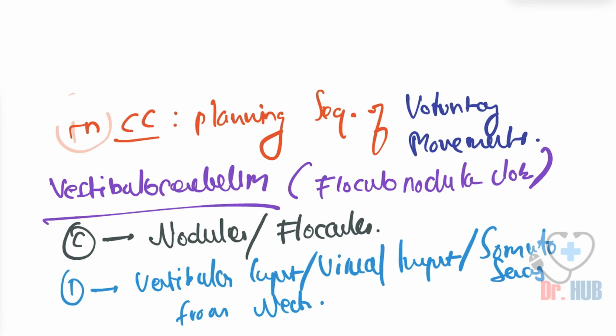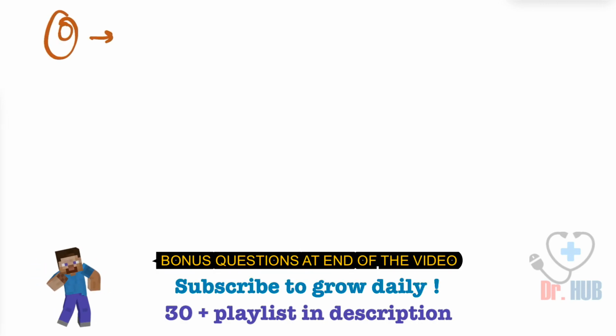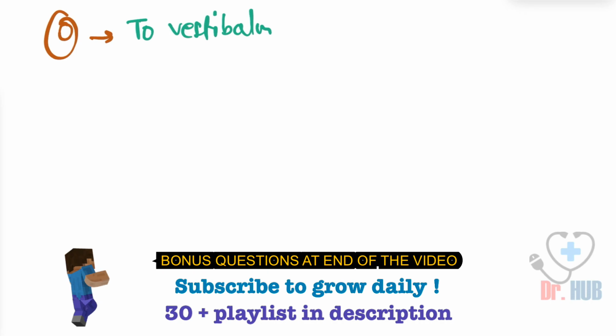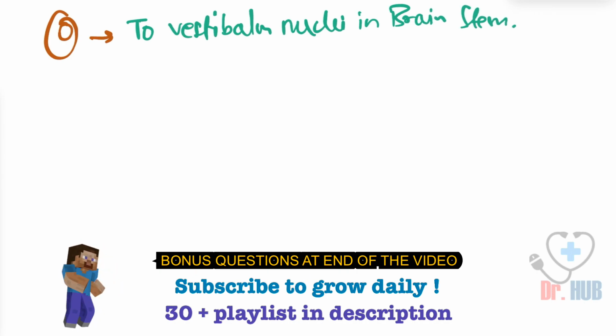Then the question is, what is the output of the vestibulocerebellum? The output is to the vestibular nuclei. So vestibular nuclei, and this is in the brainstem. And that is a direct projection.